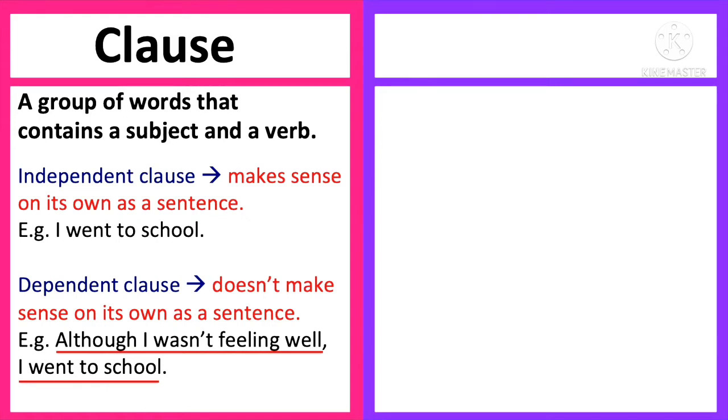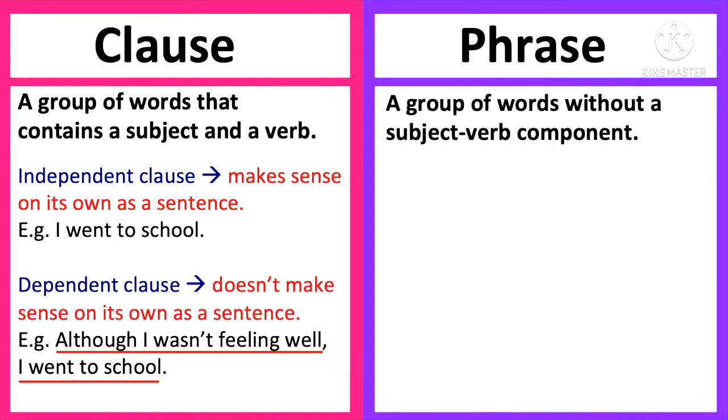Phrase. A phrase is a group of words without a subject-verb component. There are different types of phrases depending on which element the phrase acts as. Now, I will go through five common types of phrases. A noun names a person, place, thing or idea. An example of a noun phrase is best friend.